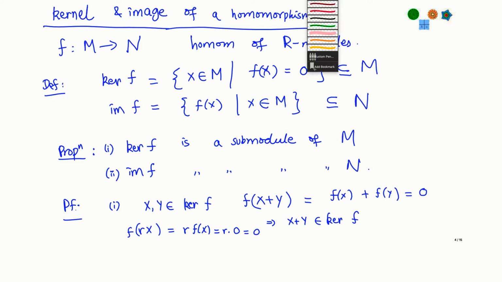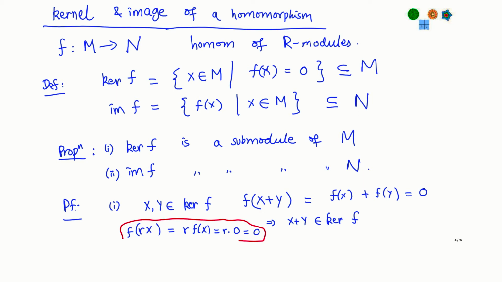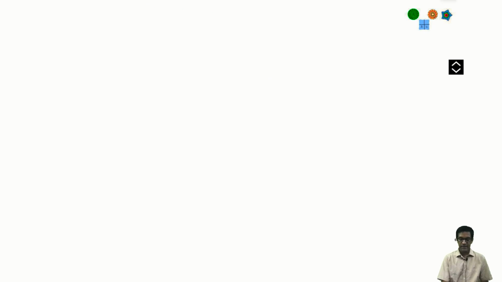So what does that lead us to? We have shown that f of rx is actually 0 too. Which means that we conclude not only is the sum in the kernel, the scalar multiplication of an element of the kernel by a ring element is also in the kernel. And these two properties are exactly what it means for the kernel to be a submodule. So the conclusion is that the kernel of f is in fact a submodule. And I leave the other one for you as an exercise. Show that the image is also a submodule.